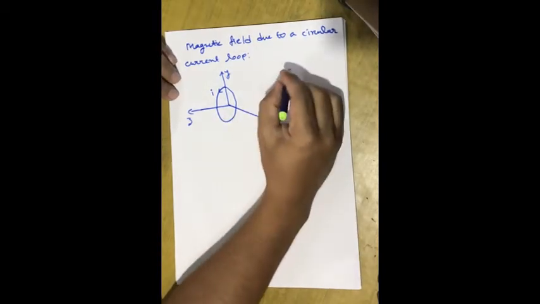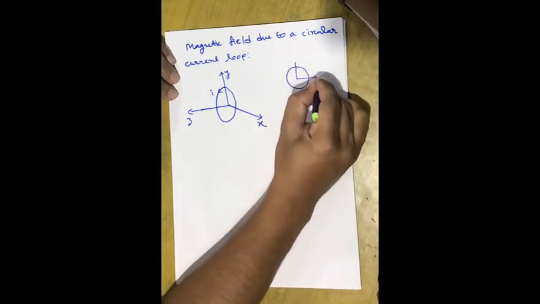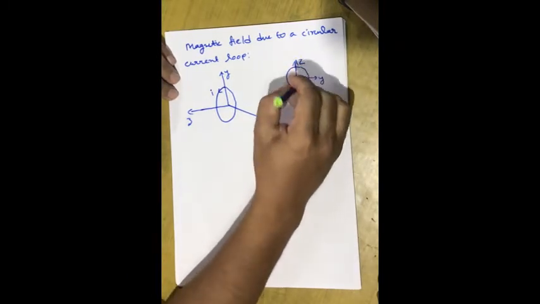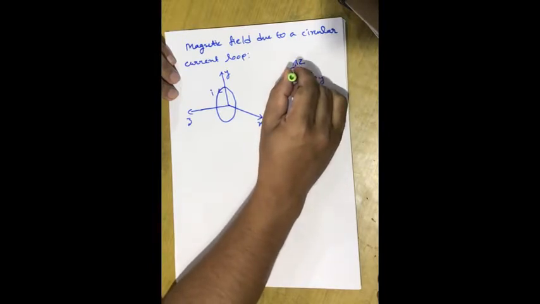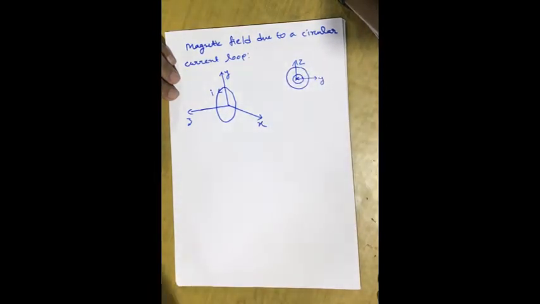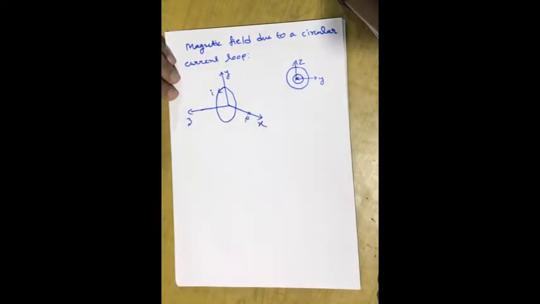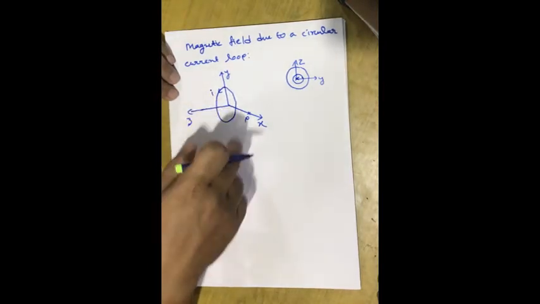Suppose this is the current loop, and if we imagine this is the Y axis and this is the Z axis, then the axis will be along this line, passing through the center and perpendicular to its plane. Therefore, this will be along the x-axis. So we are going to determine the magnetic field at any point P on the x-axis due to this current loop. So this is basically the geometry.